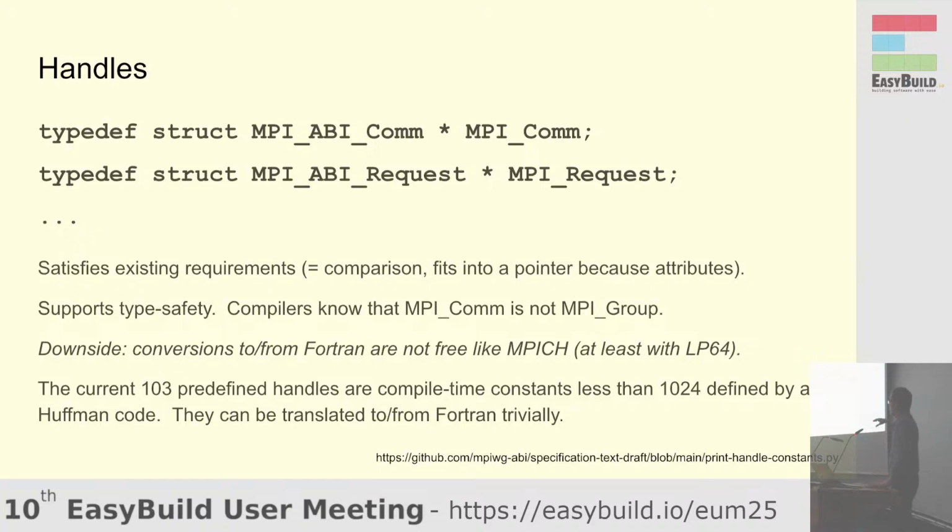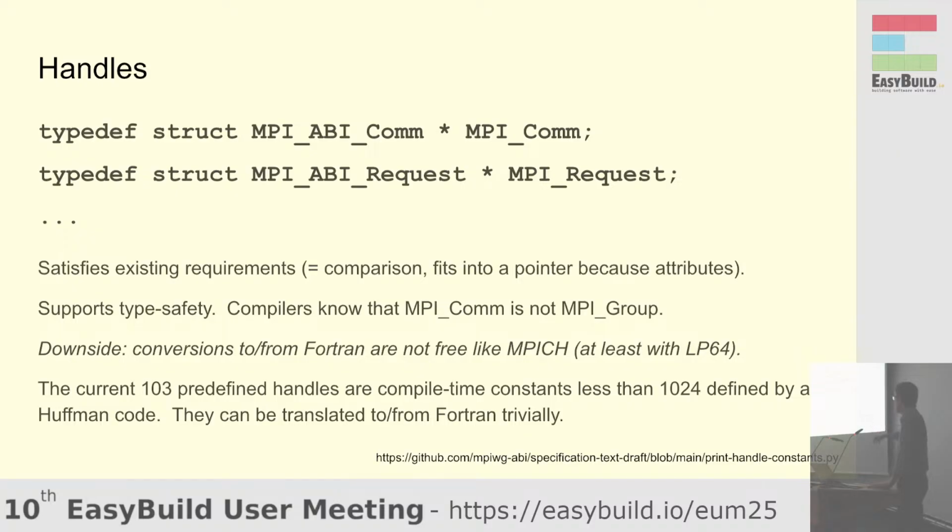Now, one of the things that's cool about the way we did the constants is they're compile time, because Windows requires that, not that I care. They're less than 1024, which means they fit into the zero page, so they'll never conflict with a user-defined pointer handle. And they can be converted to and from Fortran trivially. So if you have COMM_WORLD, you can just go, bang, it's less than 1024, cast and go, right? So you don't have to look up anything for the predefined handles on the critical path.